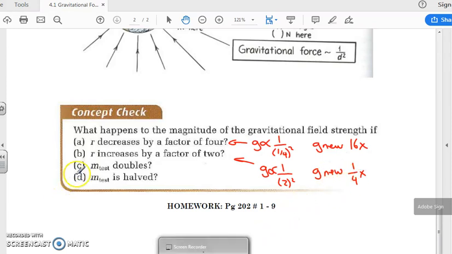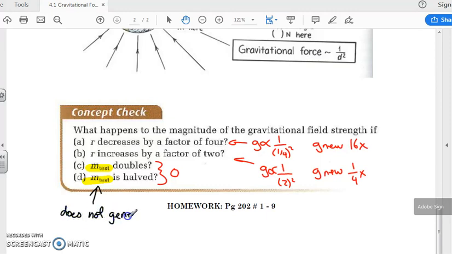Well, what if the test mass doubles or the test mass is halved? Well, this is actually going to have no effect. And the reason for that is because it is the test mass that we're changing here, which will change the force acting on that test mass, but it doesn't change anything about the object generating the field. Okay, this does not generate the field.